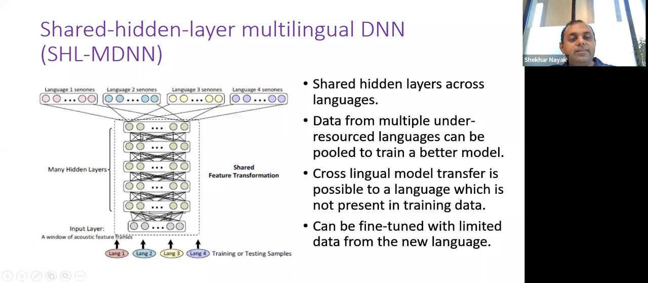So this is a slightly older model. In 2013, this SHL-MDNN was introduced. And then other shared architectures were introduced later, like shared hidden layer multilingual LSTMs, and similar architectures.